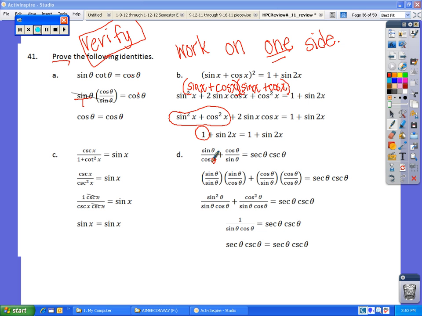So this fraction I'm going to multiply by sine over sine because of this denominator right here. And then this fraction I'm going to multiply by cosine over cosine because of the cosine here. When I multiply these, I'm then left with sine cosine, which gives me a common denominator. Sine squared plus cos squared is 1, so sine squared plus cos squared turned to 1. And then 1 over sine is secant, and 1 over cosine is cosecant.